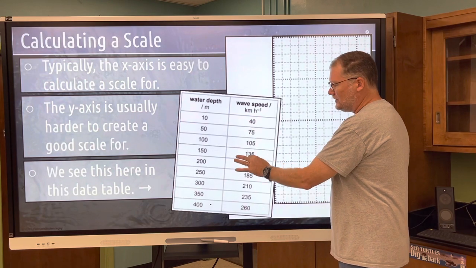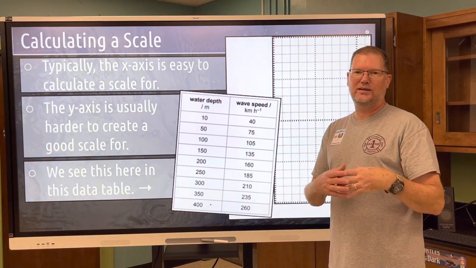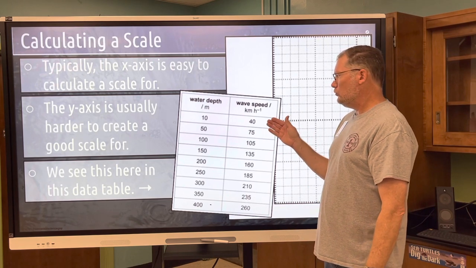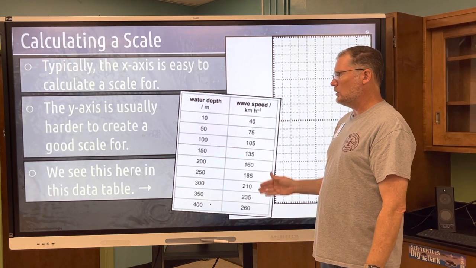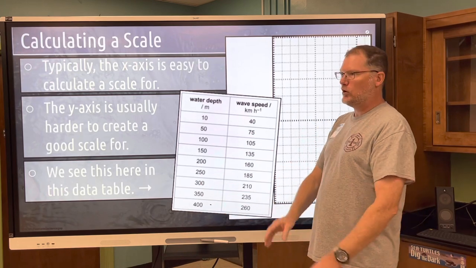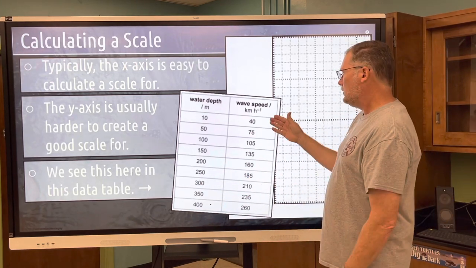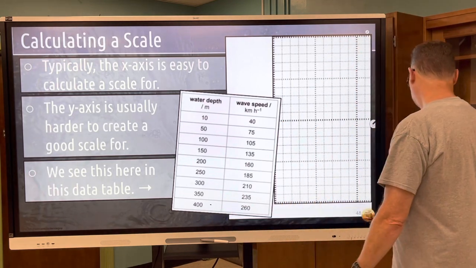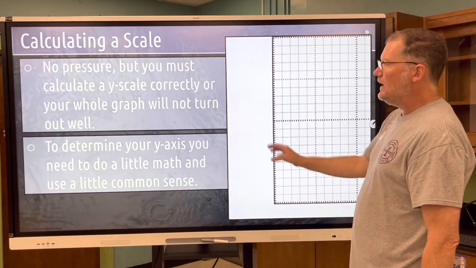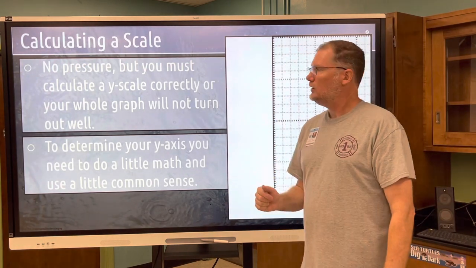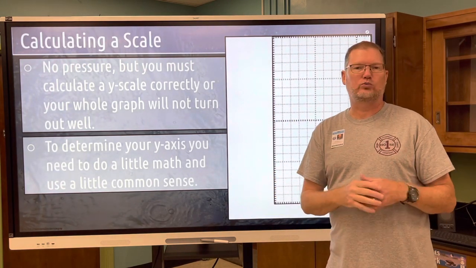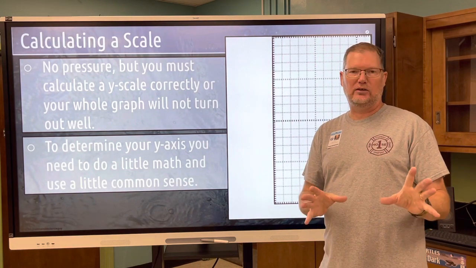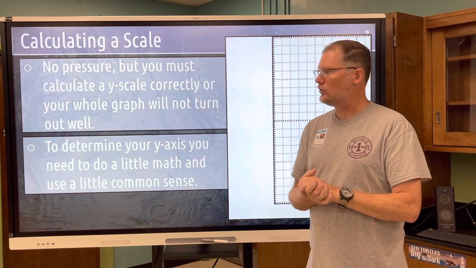But this is a little bit more of a challenge because these are measurements, okay? So this is what you are measuring based upon your water depth. The water depth is just straight out. How do we make a scale for that? So you have to calculate your scale oftentimes, correctly, or the whole graph just won't turn out well. This is probably the most challenging part of making a graph, is getting the Y scale correct, okay?